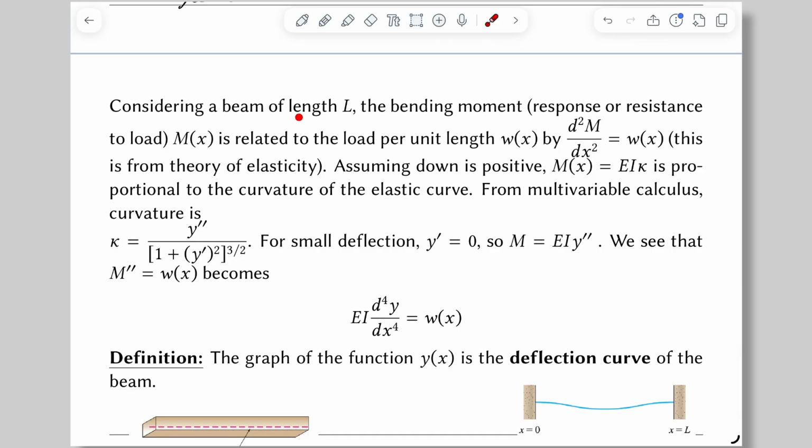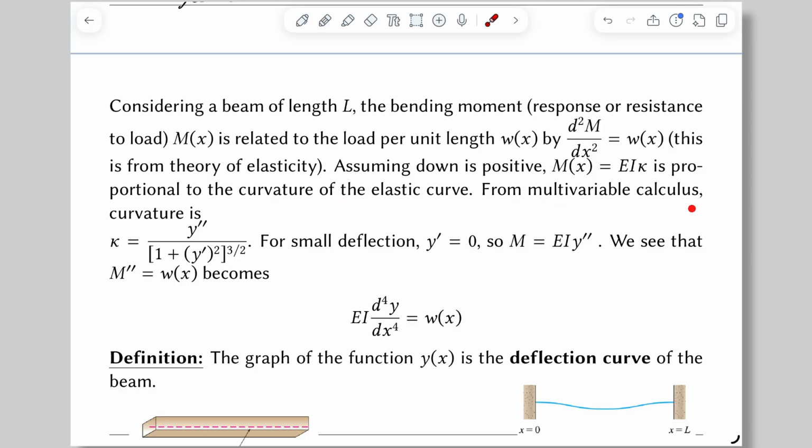If we've got a beam of length L, the bending moment is the response or resistance to load. It's denoted by M of x, and it's related to the load per unit length, just the weight of the beam itself, by the second derivative of the moment being equal to w of x, that load per unit length. Again, theory of elasticity. Assuming down is positive, M of x, the moment, is equal to EI times kappa. That EI is a constant of proportionality. Kappa is the curvature of the elastic curve.